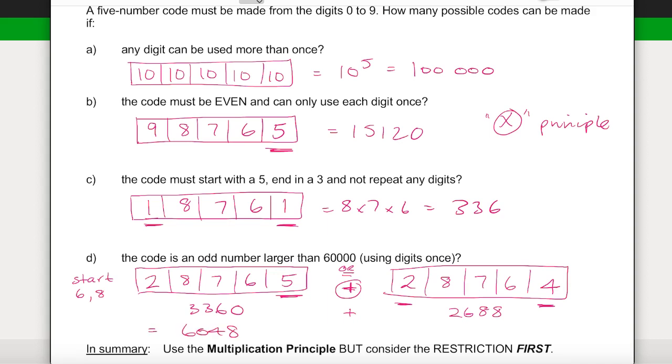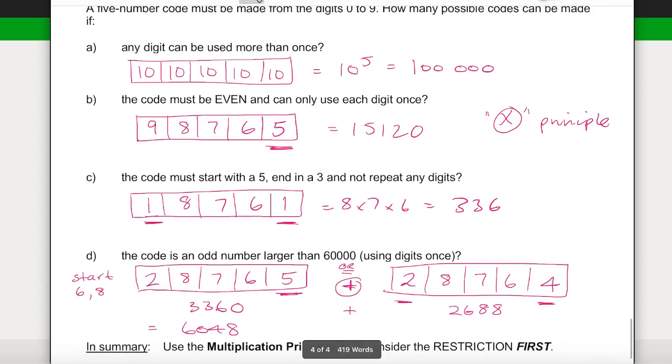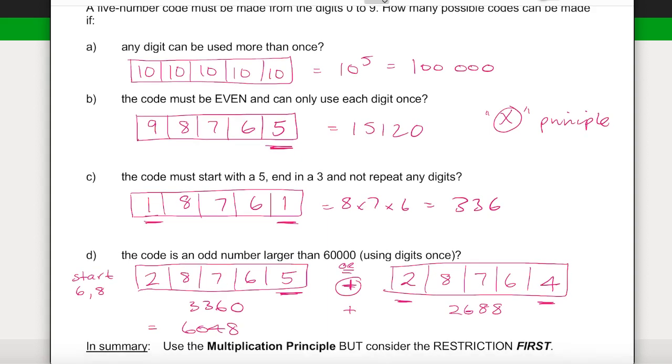So this question is a little bit more involved, and it's nice to be able to pull it apart or partition it to consider the different starting and ending numbers. So in all of these restrictions on permutations, it's really important to remember that we're using that multiplication principle to help us out, but we always should consider the restriction first.